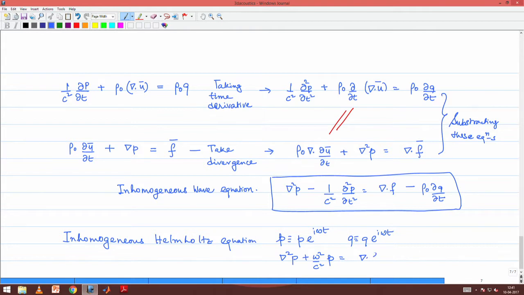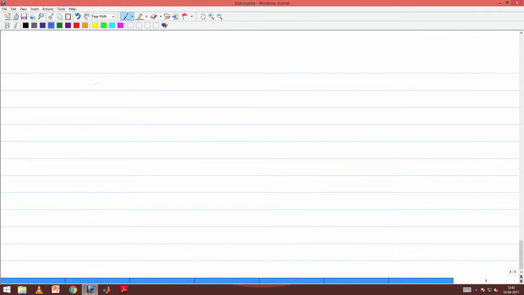equals del dot f minus i omega rho 0 times q. This is the inhomogeneous Helmholtz equation, right. It is fine to formulate the equation, but we now need to look at how to solve this equation.